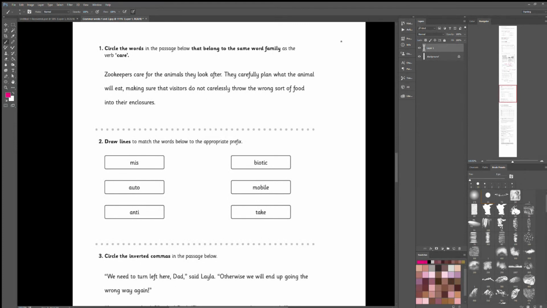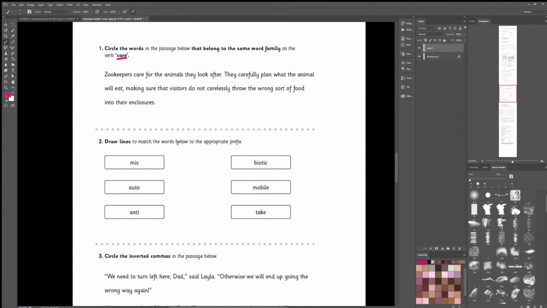Okay, let's move on to the second grammar worksheet. Here we go. Number 1, circle the words in the passage below that belong to the same word family as the verb care. Okay, so we're looking for words that link to care. If we read through, I'm sure that you can find those.